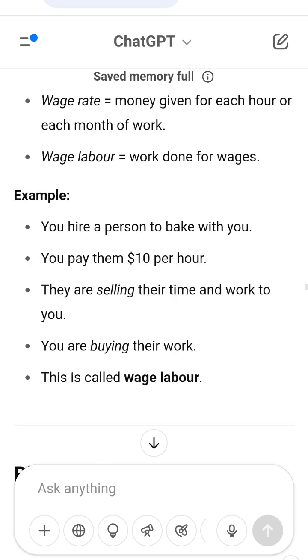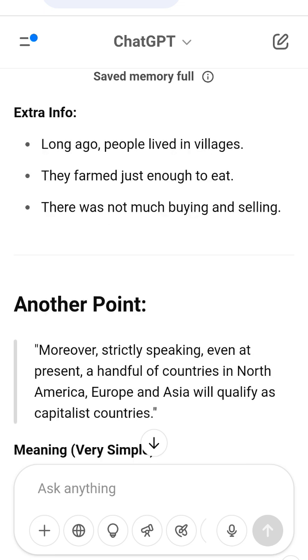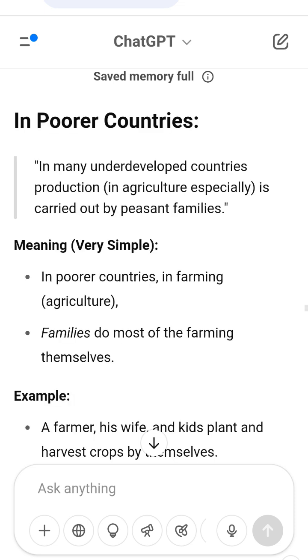B. Production for the market. Goods and services are made to be sold in the market, not just for personal use. Making things to sell and earn money is the goal. C. Wage labor. Workers sell their work, labor, to the owners in exchange for wages, money. Labor is treated like a commodity, something that can be bought and sold.